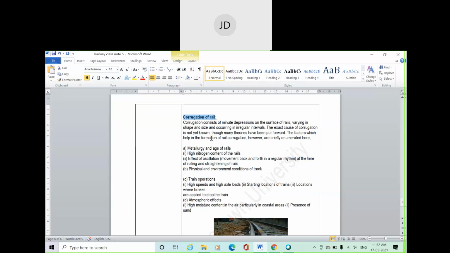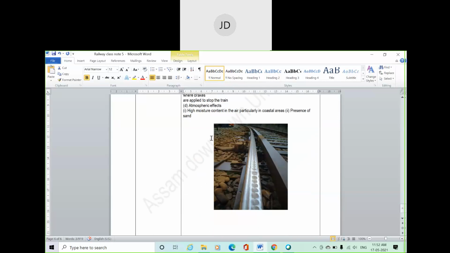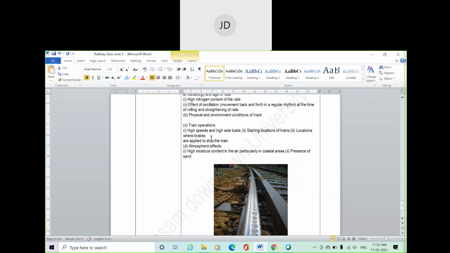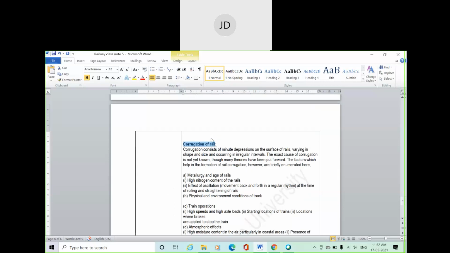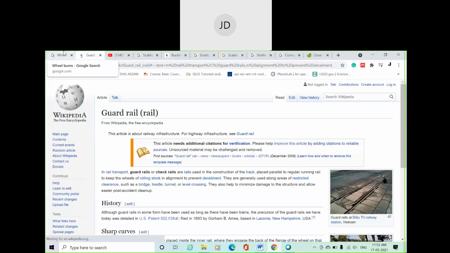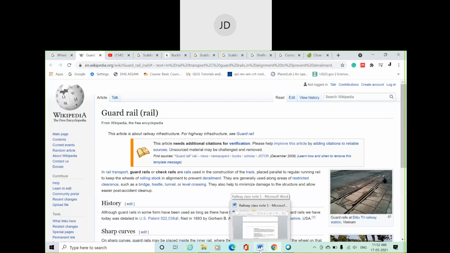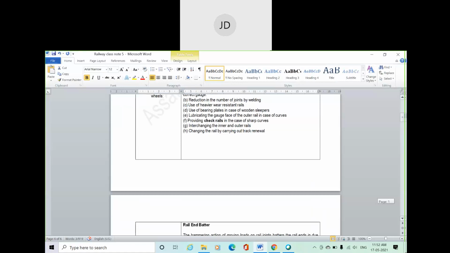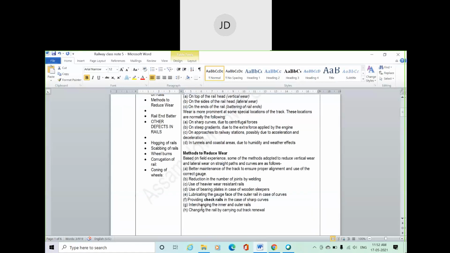I'm going to show you some pictures of that so that you can understand clearly, about different defects of rail. So we have discussed that to minimize wear and tear in some areas, we can use check rail. Yeah, the method to reduce wear. Here you can see providing check rail in case of sharp curves.